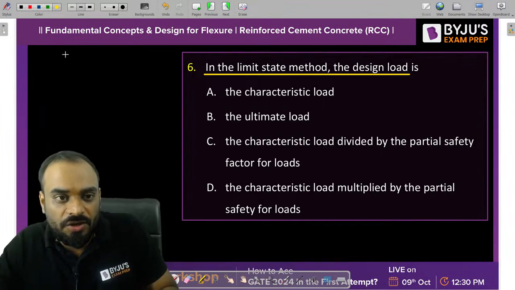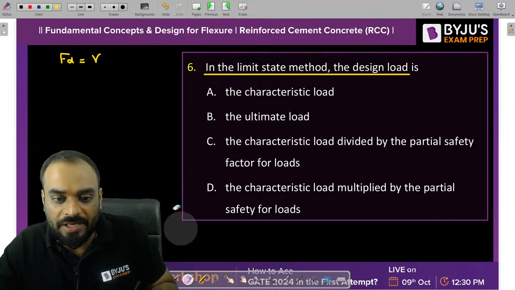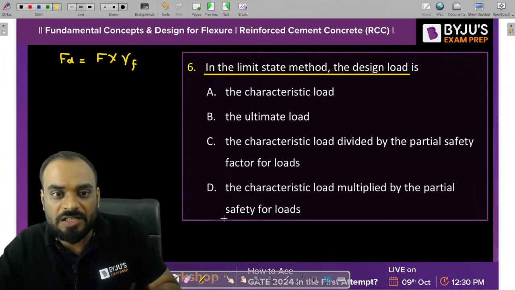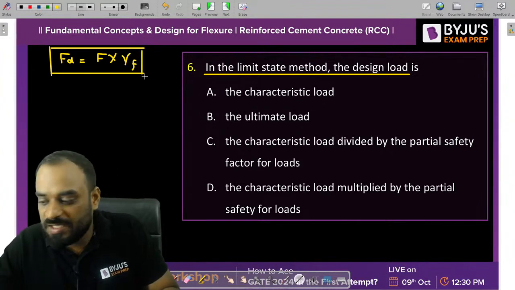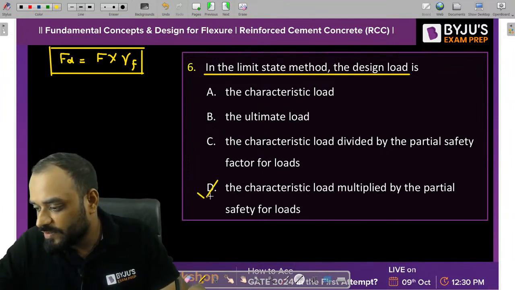Very nice. Do you remember, guys, in case of LSM method, whatever characteristic load is there, multiplied by the partial factor of safety as per the LSM method, that should be your design load. That's why, guys, D is the correct answer for the problem. Very nice, Vinod, Sanjeet.